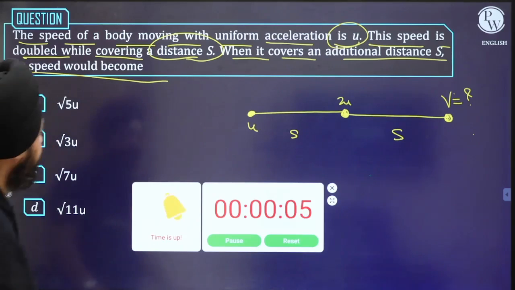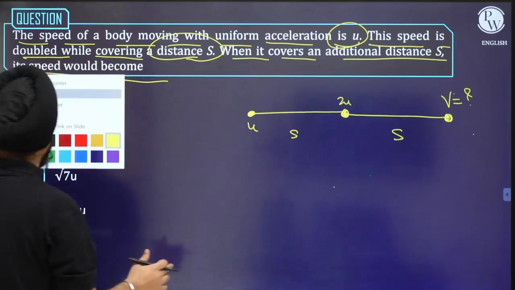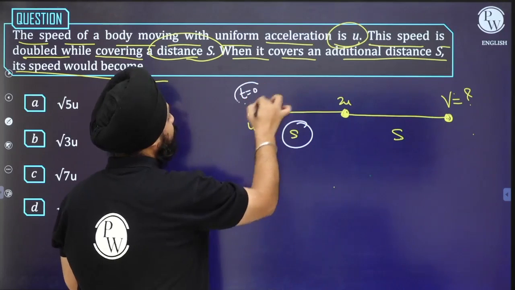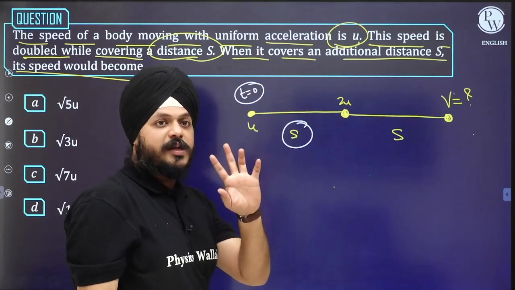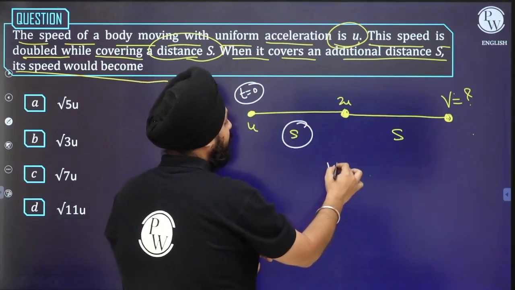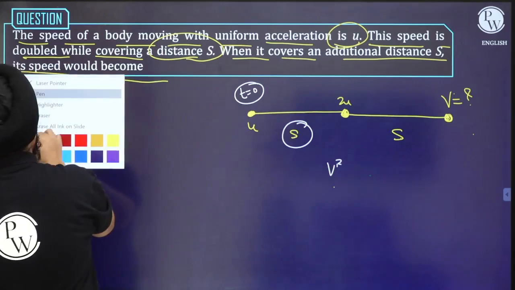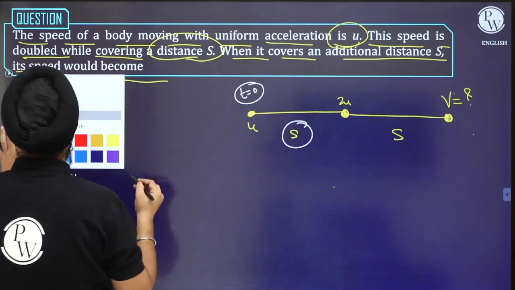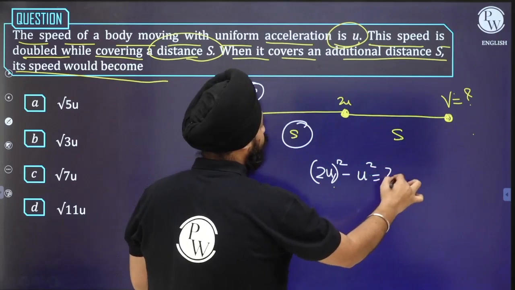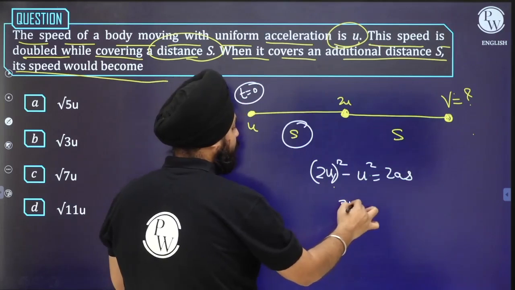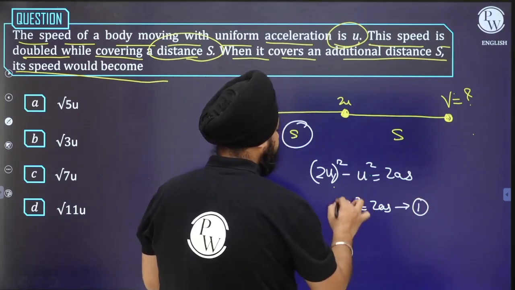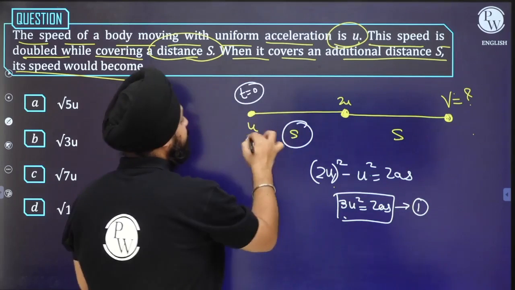Okay, time's up guys. Very simple explanation for that. Suppose it is covering distance s; this is the reference point, t equal to 0. If we apply the third equation of motion between this distance interval, I am directly writing the equation to save time: (2u) whole square, the final velocity, minus u square is equal to 2as. So 3u square is equal to 2as. Consider this as equation number 1. We have applied this between points 1 and 2.